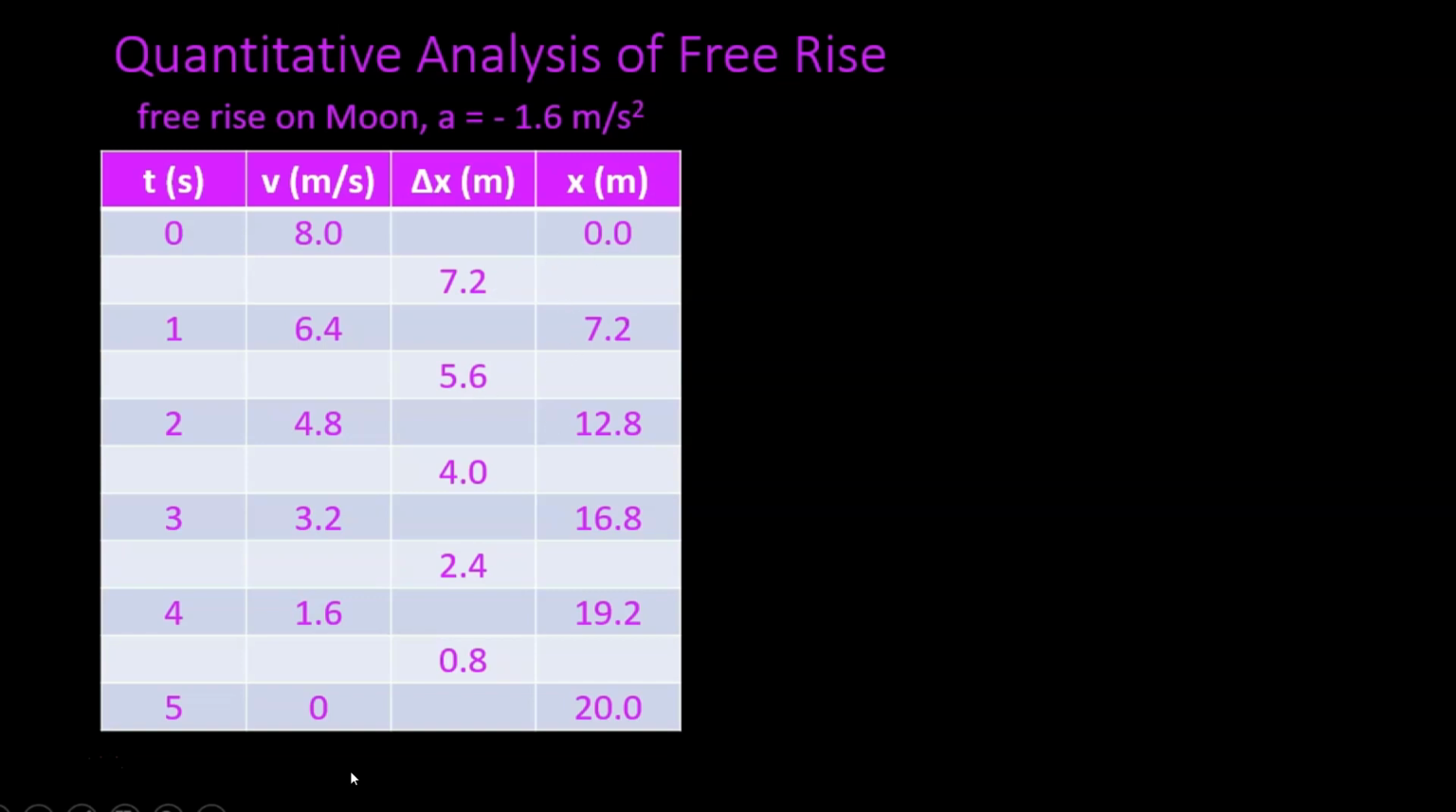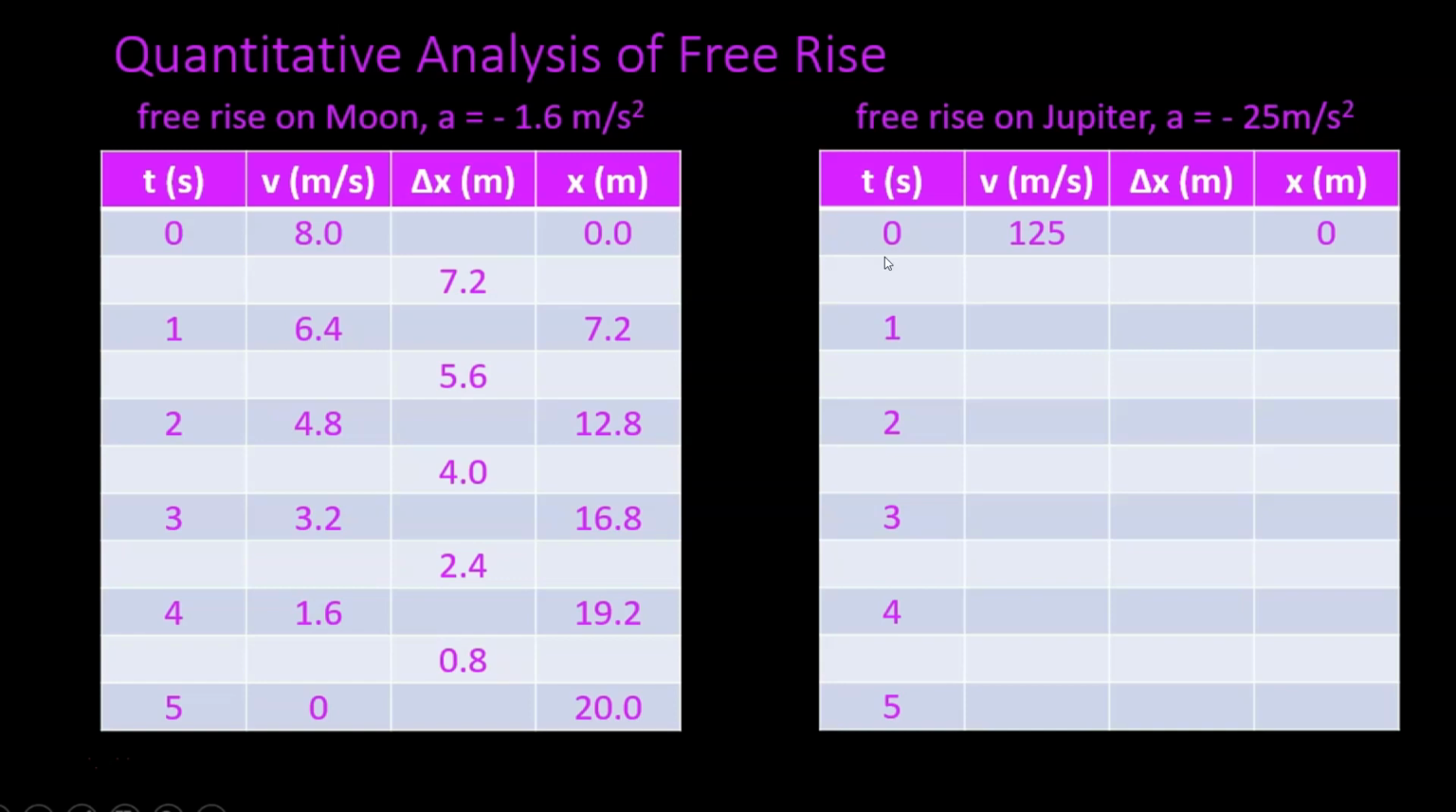Okay, let's move on and tackle another challenge. Let's calculate the free rise on Jupiter, where the acceleration is negative 25 meters per second squared. Here, the object has an initial velocity in the positive direction of 125 meters per second, and the starting position is 0. Pause the video and take a few minutes to complete this table.